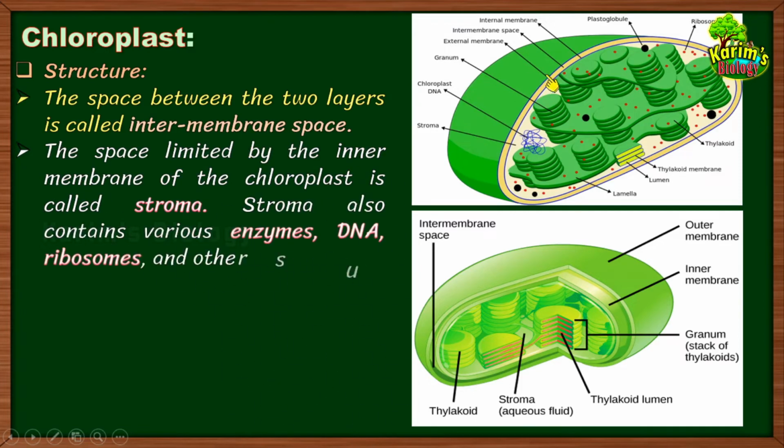Now, let us find out what is present within the chloroplast. Within the chloroplast, there is a viscous substance present, and that substance is called stroma. The liquid part within the chloroplast is called stroma. Then what do you find in the stroma? The stroma contains various enzymes, and most importantly and interestingly, the stroma also contains its own DNA and ribosomes.